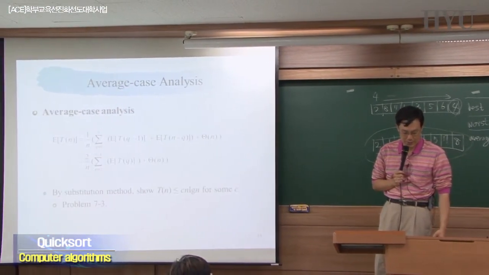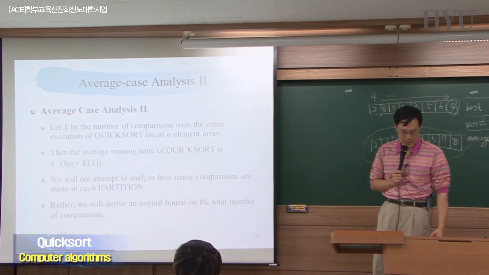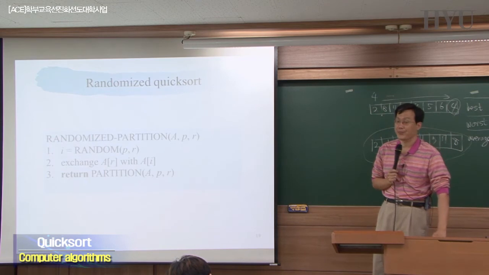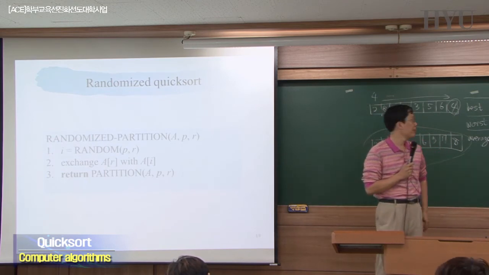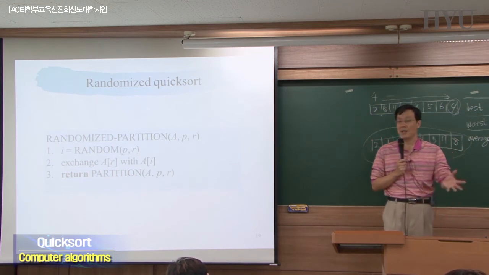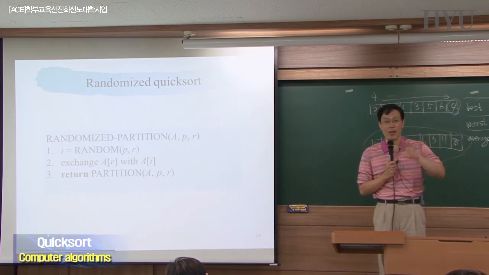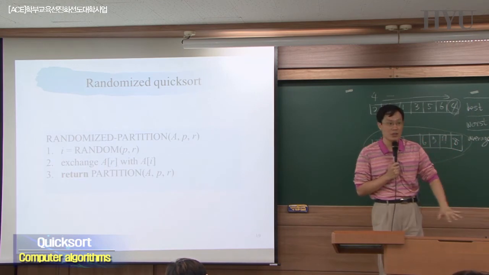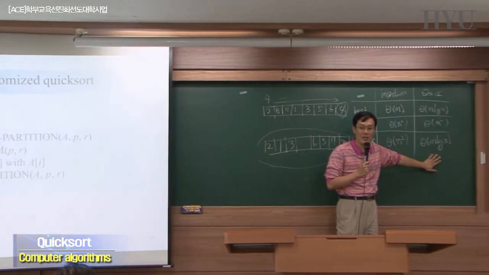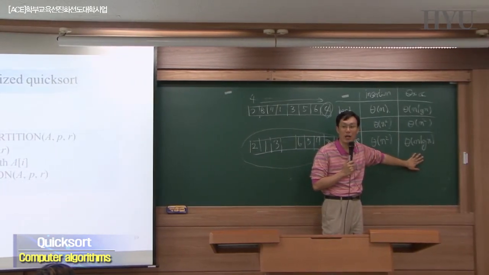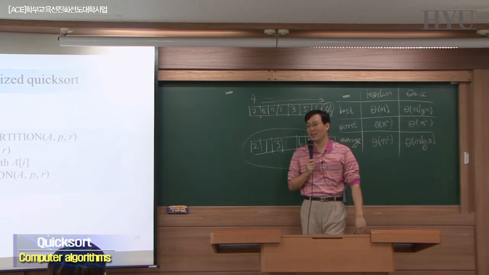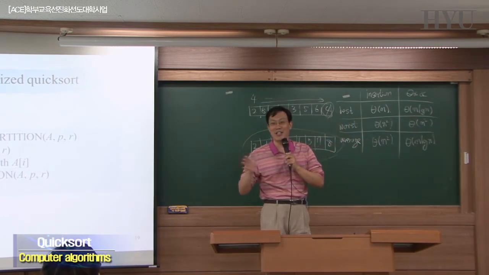Okay, I will skip these analytic pages. So I skipped several pages, and in those pages, it analyzes the average case running time of quicksort. But I'll not teach you in detail about that.